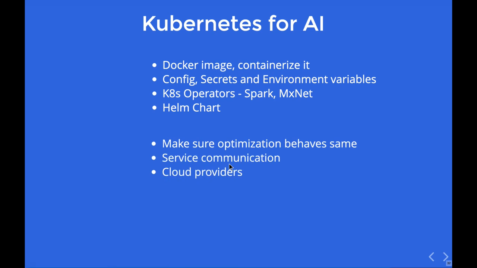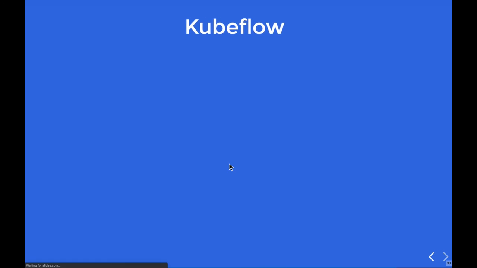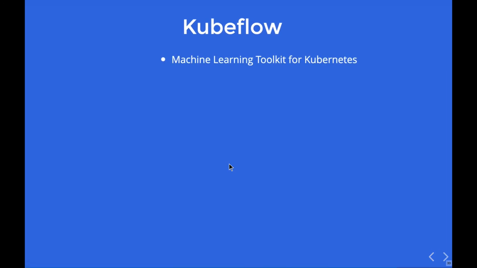We also want the optimization to be the same as our prototype version, and it should be portable, scalable, and we should easily reuse each of the stages in the machine learning lifecycle, and we should be able to easily experiment. So Kubeflow provides a uniform platform. It is a toolkit for Kubernetes to run machine learning in a simplified way.